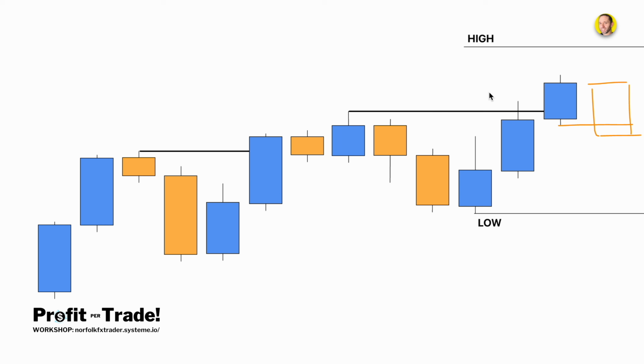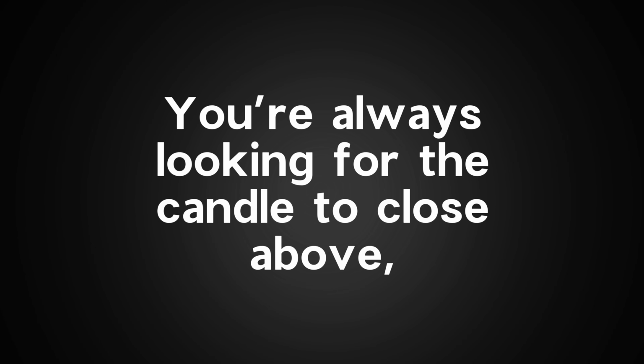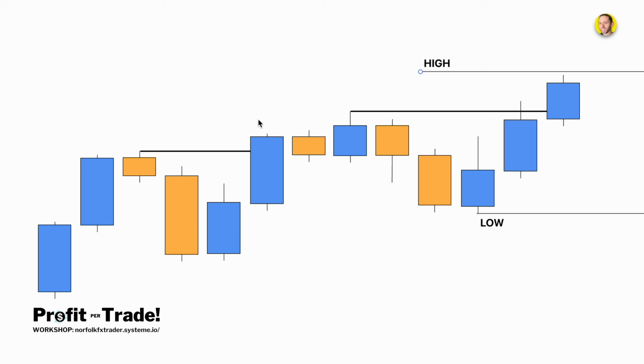So remember, whenever you're marking this out, whenever you're looking at a bullish trend, you're always looking for the bearish close down below the previous candle's low. And when you're doing a bearish trend, you're always looking for the candle to close above the previous candle's high. So that is a much deeper dive into this. I hope now it's giving you much more clarity and less confusion.